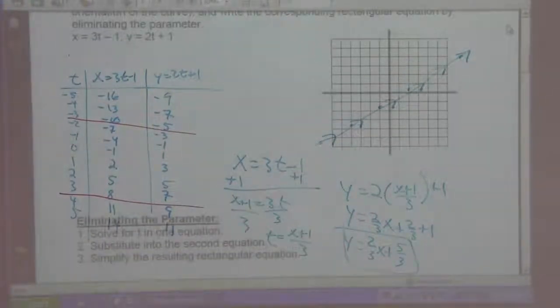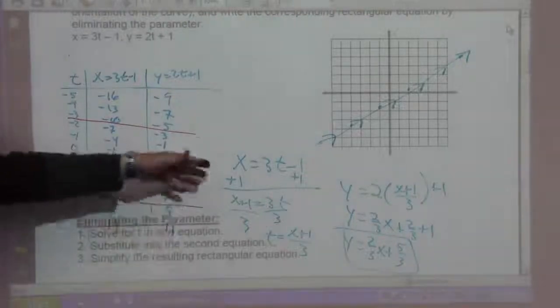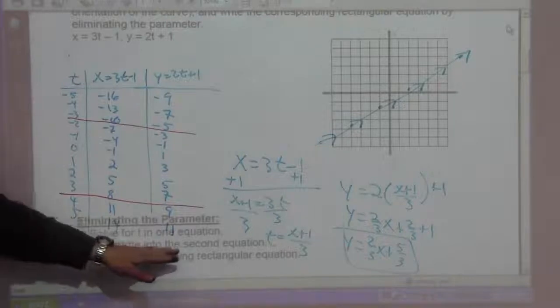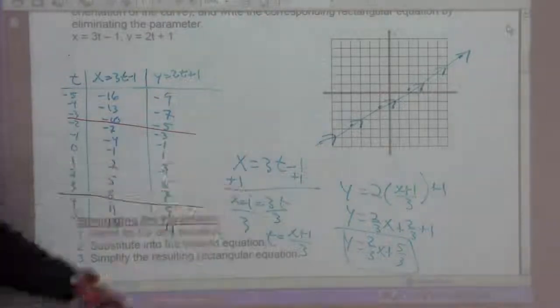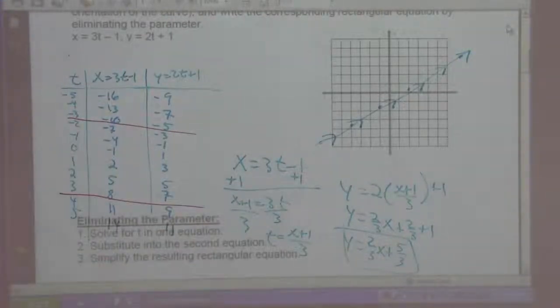I'm going to scroll up a little bit here. It says eliminating the parameter: solve for t in one equation. We did it for the x. Substitute into the second equation. We substitute into the y. And simplify the resulting rectangular equation. Okay, I'm going to move on to the next page. Feel free to pause.